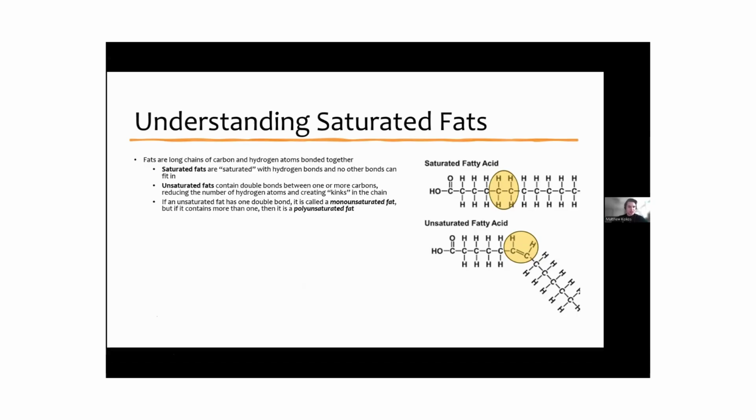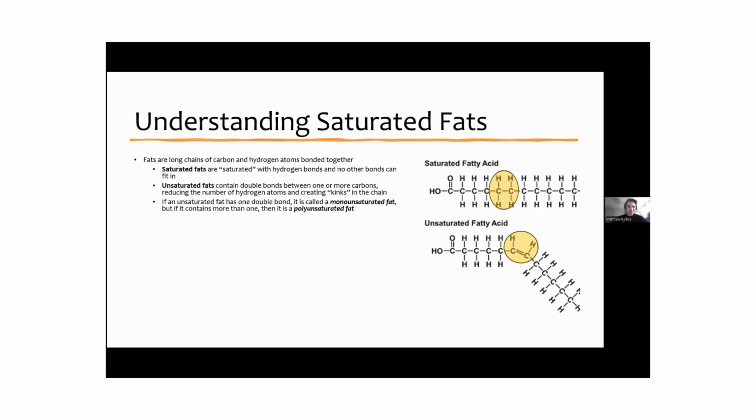While with our unsaturated fats, we have these double bonds. So two bonds are taken between two carbons, which reduces the number of hydrogen atoms on that chain, as well as creating what are called kinks in the chain. So instead of having that straight line, we have a little more of a bend. And there also are, if any of you have heard before, two types of unsaturated fats.